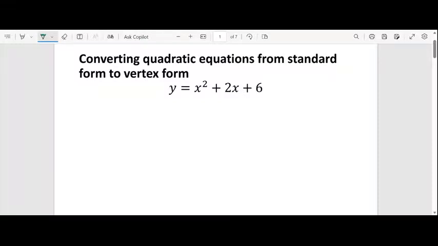Hey everyone, today we're going to be learning about rewriting or converting these standard quadratic form equations into vertex form, which will make it easier to graph. We're going to do all of this by completing the square. So if you have not already watched the completing the square video, I want you to go back to that because that's the foundations for what we're going to be doing here.